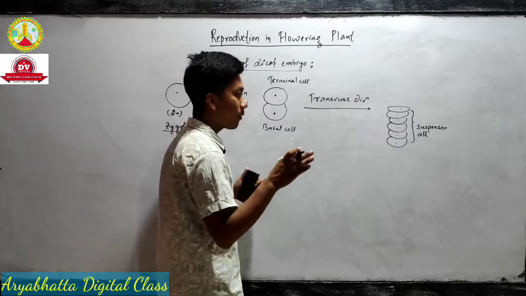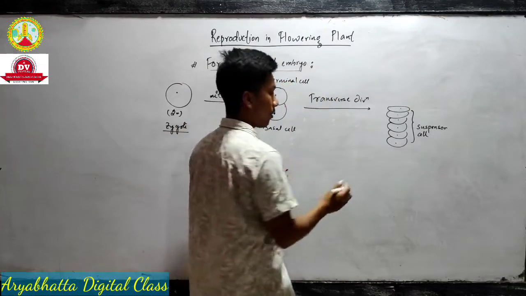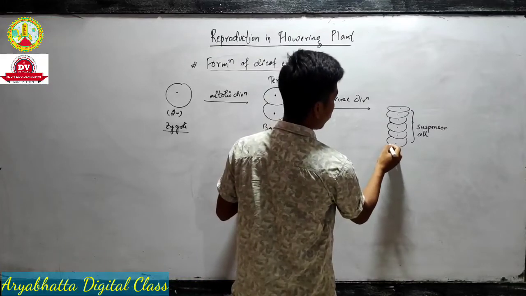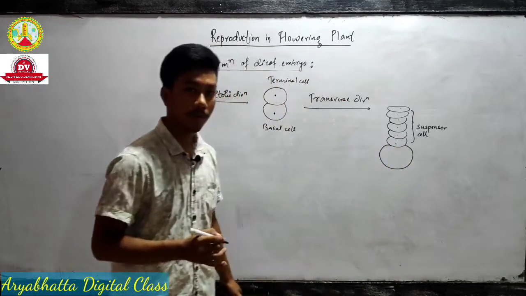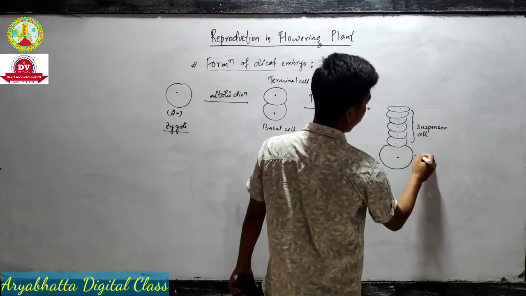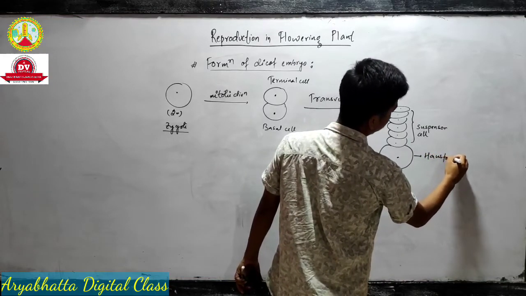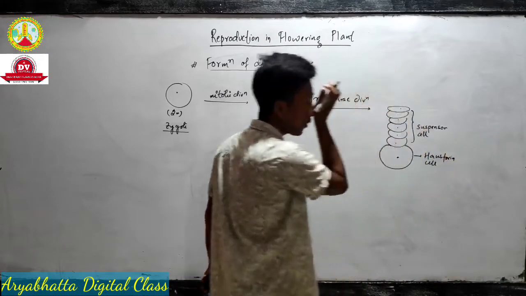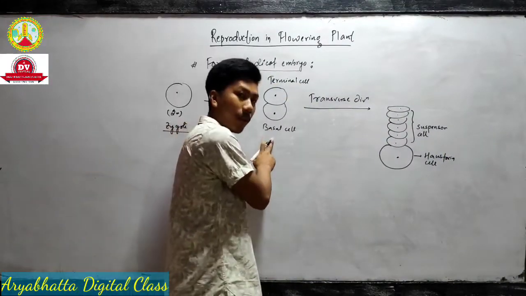Okay. And at the last point, towards the end point of the suspensor cells, we have a bigger cell as compared to the suspensor cells. Towards the end point of it, we have an extra big cell known as haustorial cell. Okay, this is the end point, known as the haustorial cell. So these are the divisions of the basal cell.